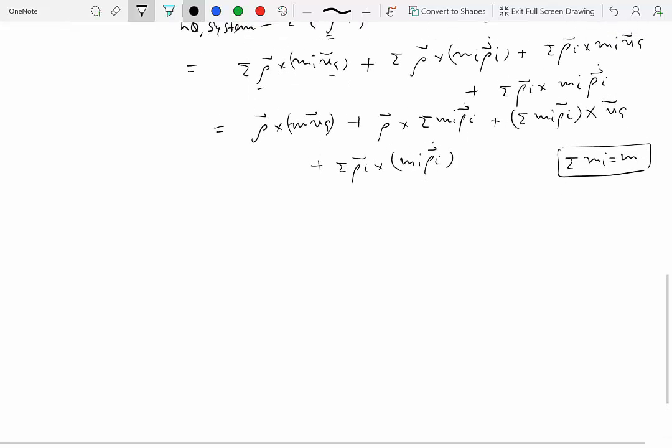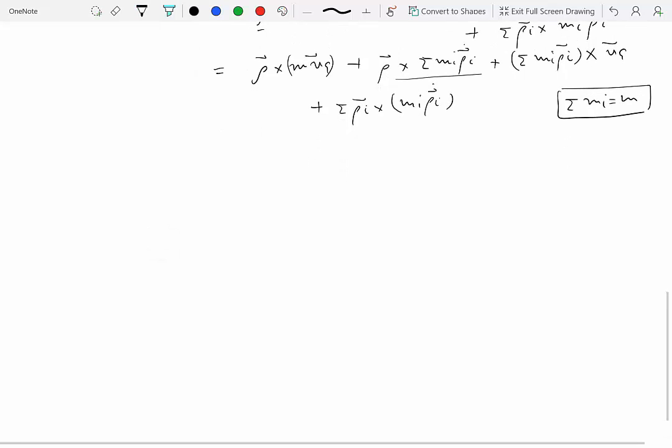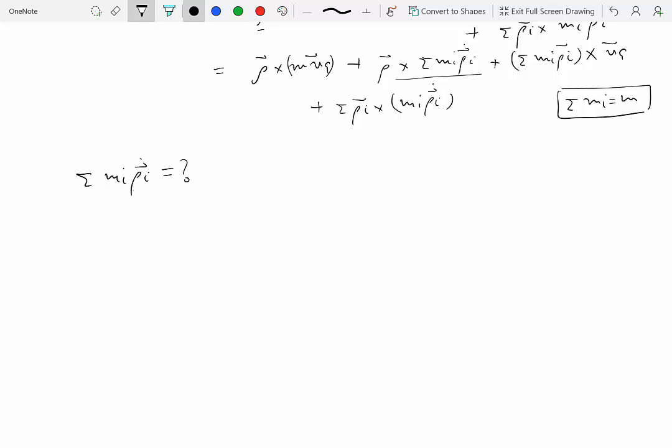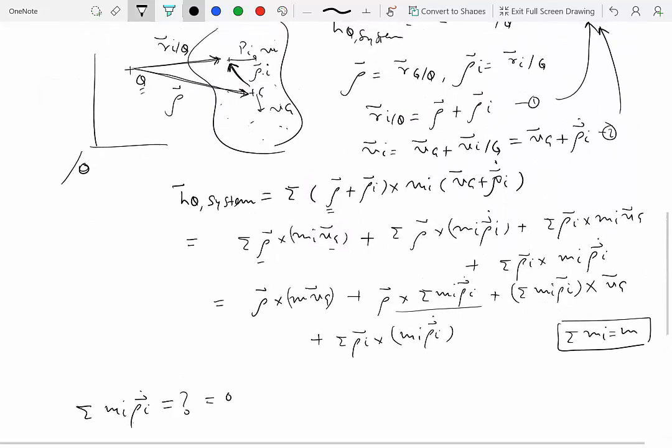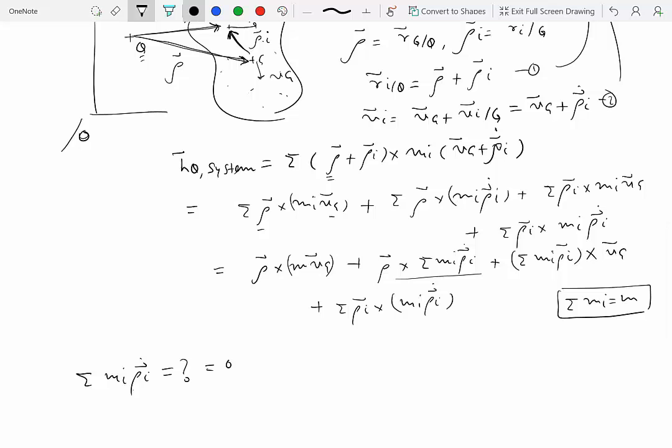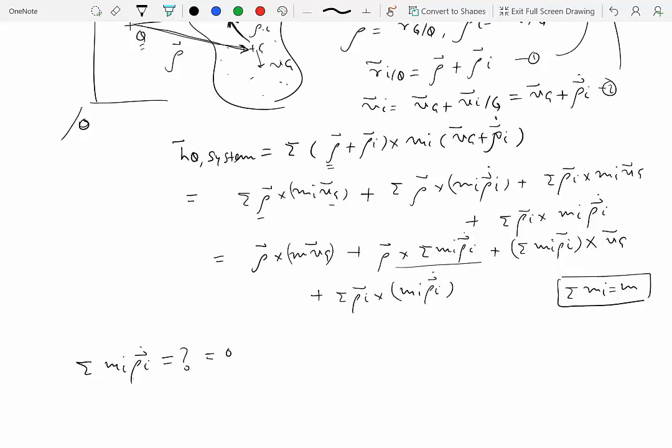Okay, let's look at the second term over here, rho cross sigma mi rho i dot. So first of all, what is sigma mi rho i dot? Right, that's what we want to know. I'm going to tell you that this is actually equal to 0, and the reason for that is very, very simple. What this is computing is the relative velocity of the center of mass with respect to itself. Relative velocity of the center of mass with respect to itself, of course, has to be 0, right?